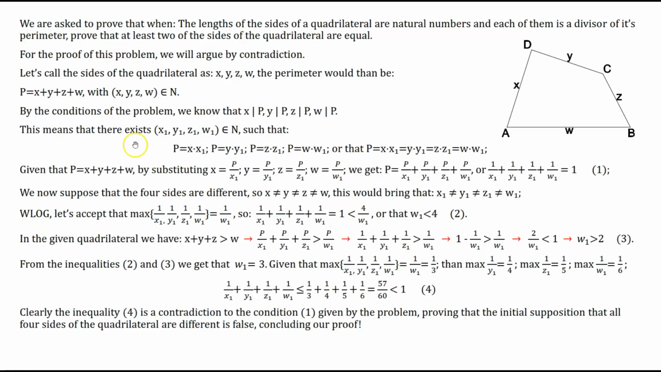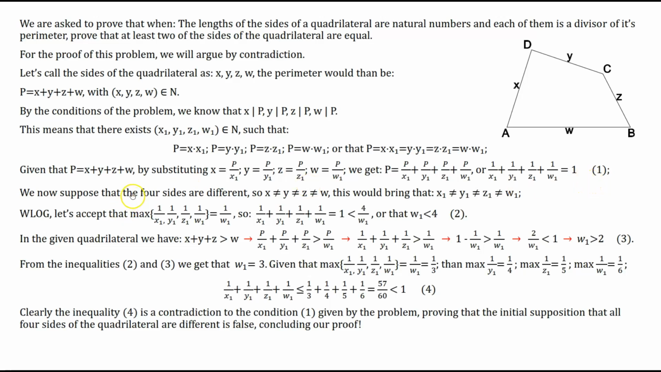Now, we know that the perimeter of this quadrilateral is equal to the sum of the sides, so P is equal to x plus y plus z plus omega, and we make the substitutions which we deduced up here: x is equal to P divided by x1, y is equal to P divided by y1, z is equal to P divided by z1, and omega is equal to P divided by omega1. So we get that P is equal to P divided by x1 plus P divided by y1 plus P divided by z1 plus P divided by omega1. We factorize P on the right hand side and simplify P on both sides of this equation, and we get a very important result: 1 divided by x1 plus 1 divided by y1 plus 1 divided by z1 plus 1 divided by omega1 is equal to 1, and we call this equation number 1.